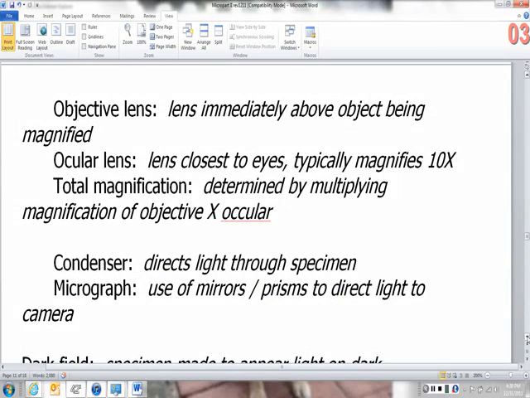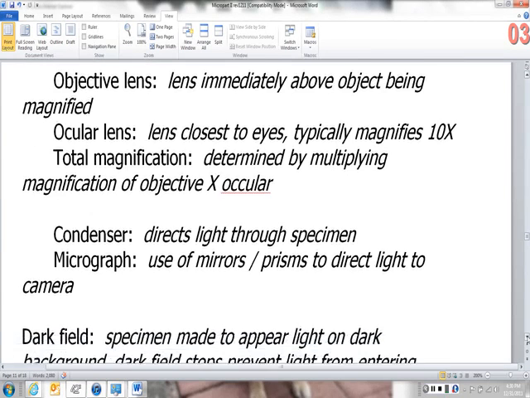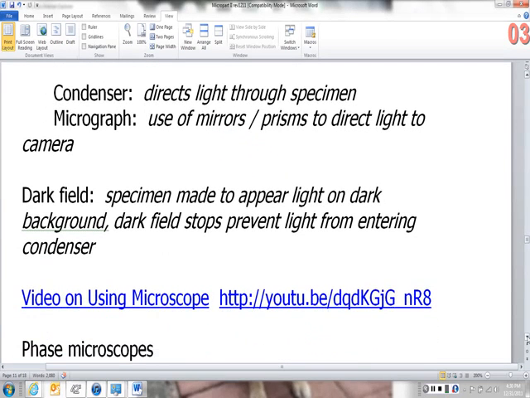Older micrographs used mirrors and prisms to direct the light to the camera to take photos of objects underneath the microscope. Today, the majority of the pictures use digital processes to capture the images. In dark field microscopy, the specimen is made to appear light on a dark background. The dark field stop prevents light from entering the condenser.